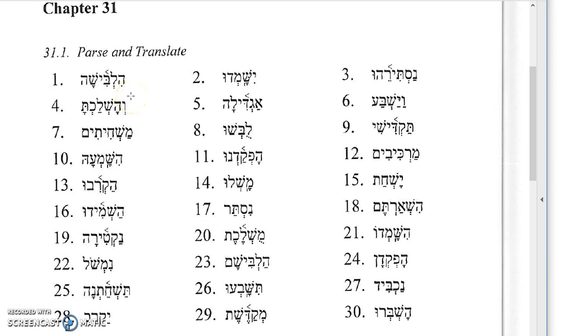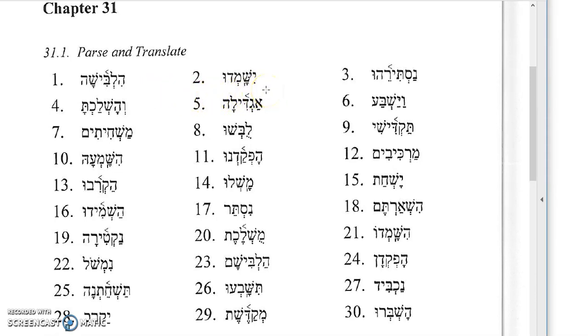Begins with the hilvisha, prefix he with a hirik yod in the middle. That is a hifil perfect with the kamatz he ending, third feminine singular. She clothed someone or something.